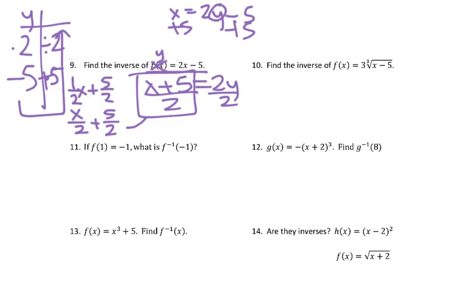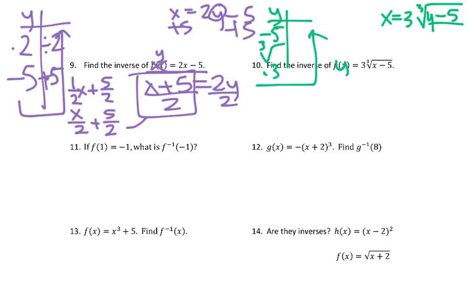Okay, looking at number 10. Same idea. Change that to a y, swap x and y, end up with x equals 3 times the cube root of y minus 5. So again, what is happening to y? Well, first I would deal with inside the root. So first we'd go y minus 5. Then I would take the cube root. Then we would times it by 3. So going in reverse order, I start by dividing by 3 first. Then the opposite of a cube root would be cubing. Then we'd add 5. So we start first by dividing both sides by 3.